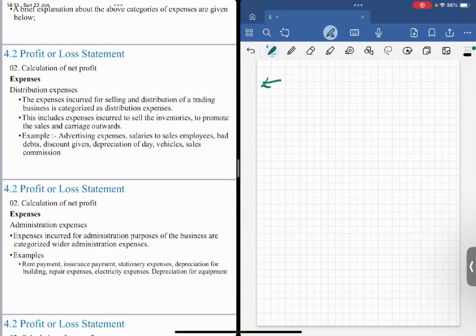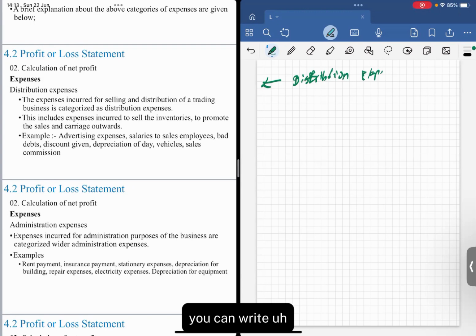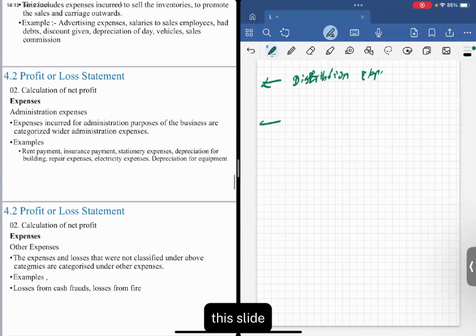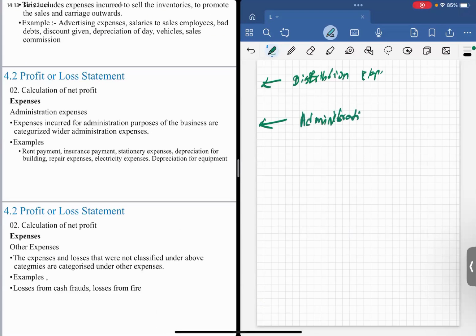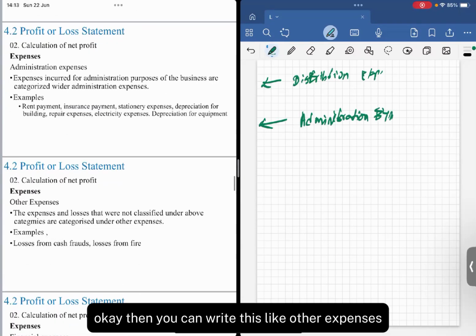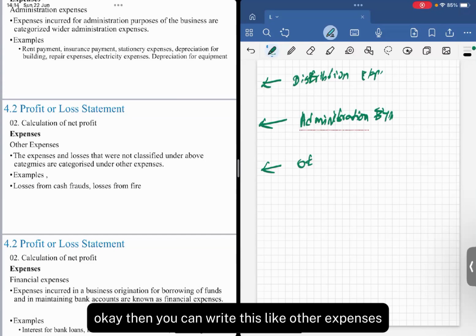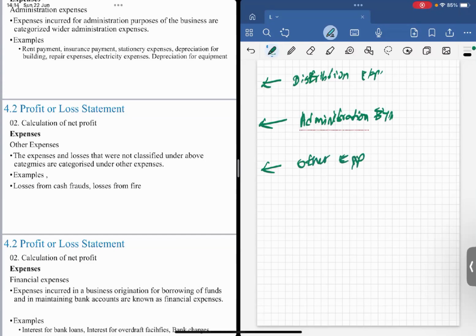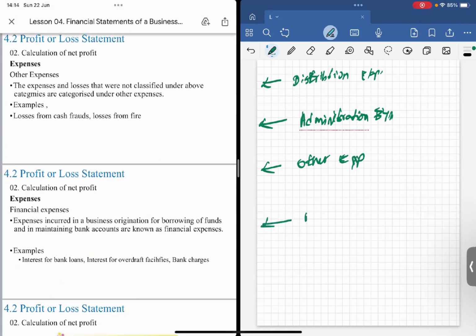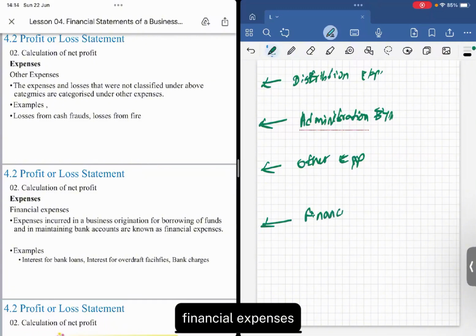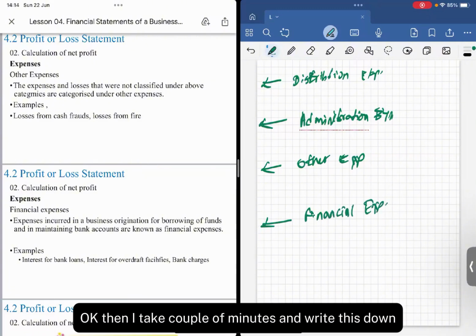You can write this slide, distribution expenses. Then you can write this slide, administration expenses. Then you can write this slide, other expenses. And finally, this slide, financial expenses. Okay, then take a couple of minutes and write this down.